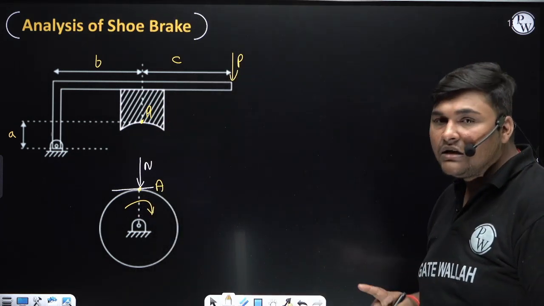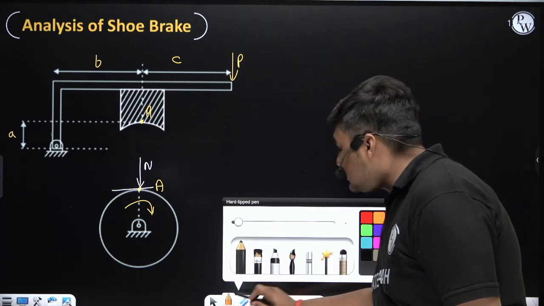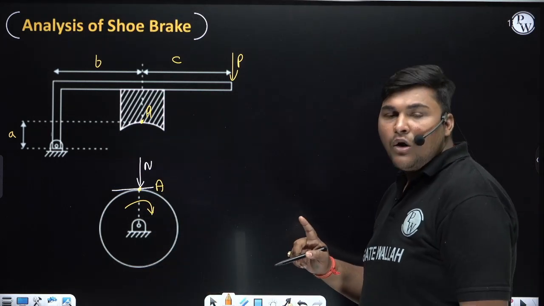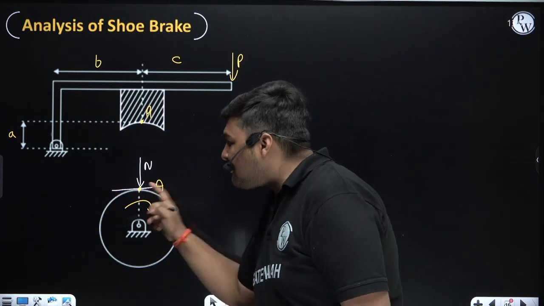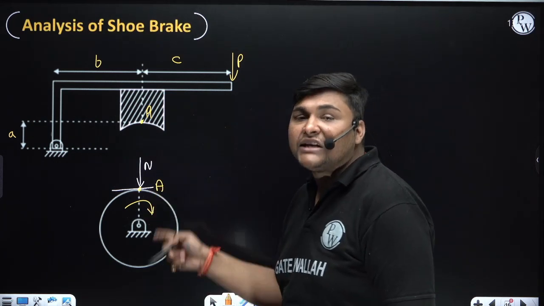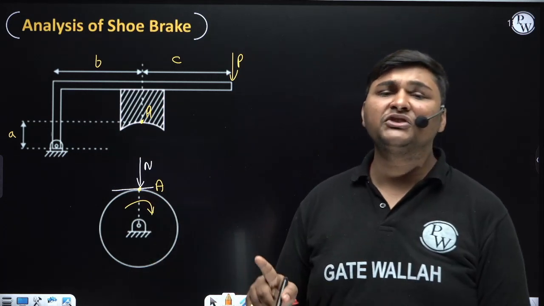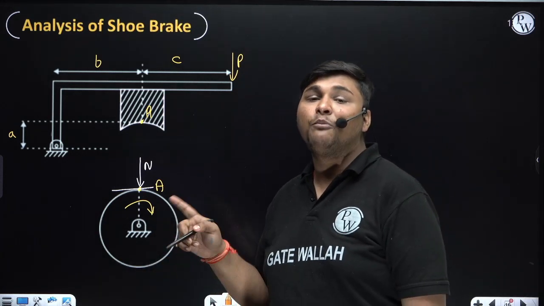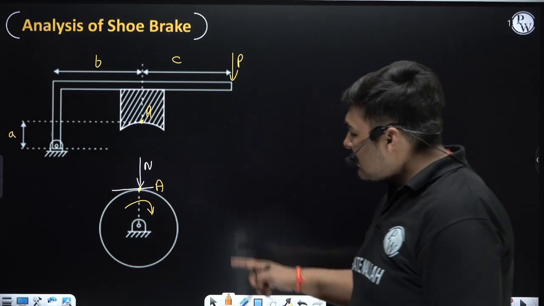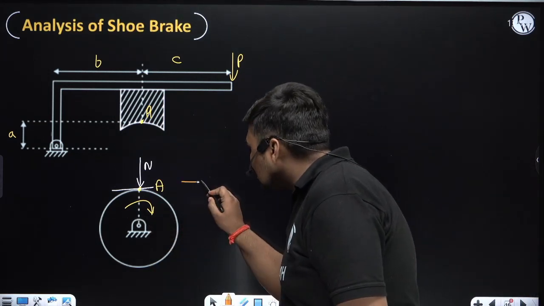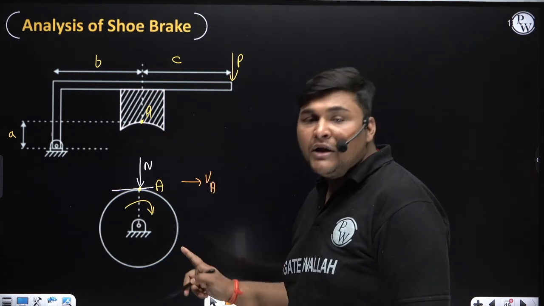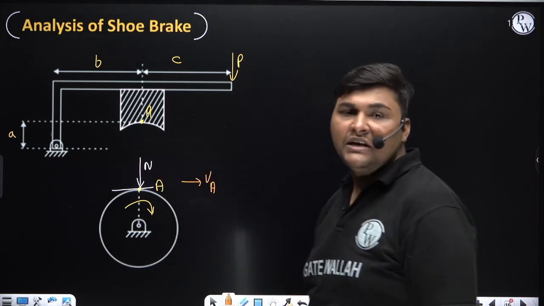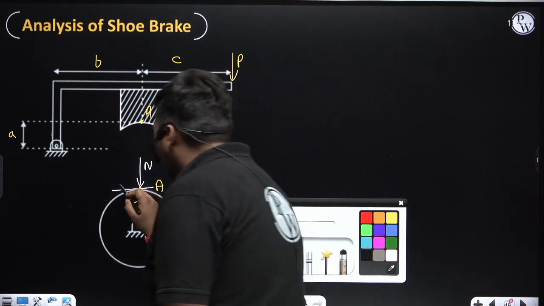Now sense. Listen carefully. In the FBD of drum, direction of friction force at point A will be opposite to direction of velocity of A, because in drum friction is trying to reduce the speed of drum, and if it is trying to reduce the speed of drum, definitely it will act opposite to the direction of velocity of point A. Right now drum is rotating clockwise, so direction of velocity of point A will be this, and since velocity of A is acting in this direction, friction force in the FBD of drum will be in this direction.